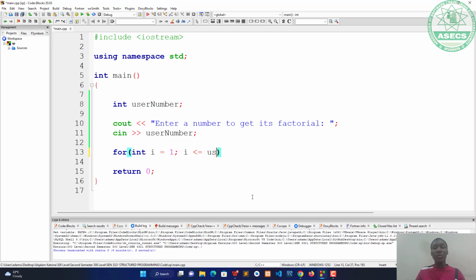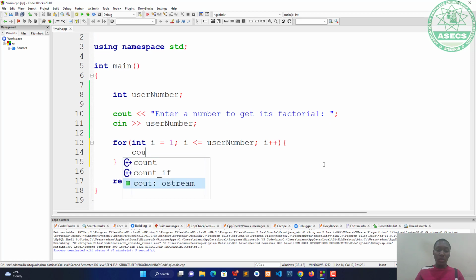So this user number, including the number itself, is what we want to multiply, don't forget. If it's 1 to 4, it is 1 times 2 times 3 times 4, so we must put less than or equals to, you put equals to this number. Then we can just say what? I plus plus.